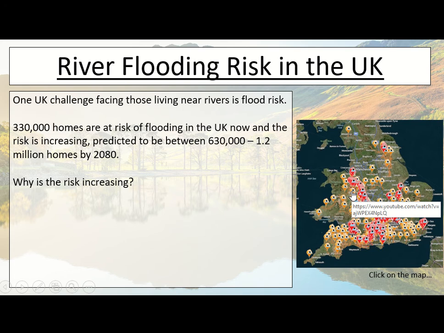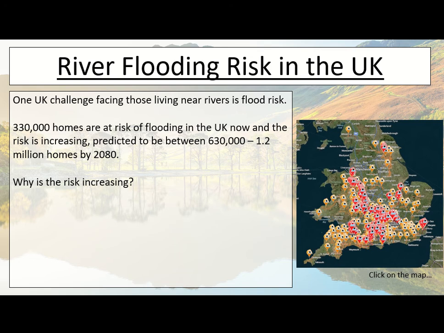So it's clearly one of the landscape challenges facing the UK, because when rivers flood, they flood massive chunks of landscape. And as of right now, about 330,000 homes are at risk of flooding in the UK. Now that risk is going up all the time, and it's set to increase by 2080 to be between 600,000 and 1.2 million homes. And that's only going to get worse if patterns of climate change and weather patterns associated with that continue as they are projected to do.